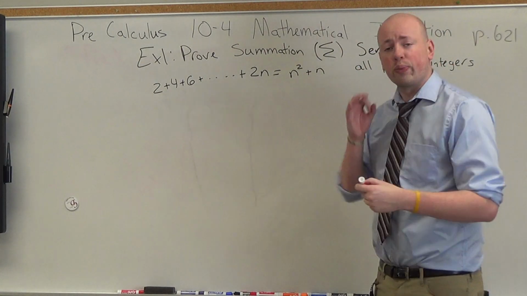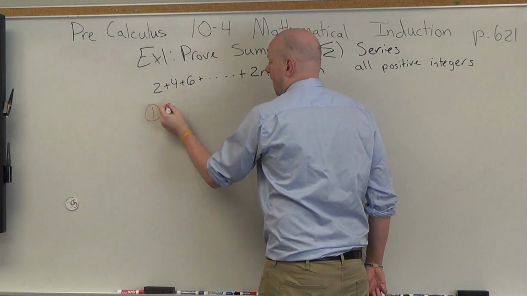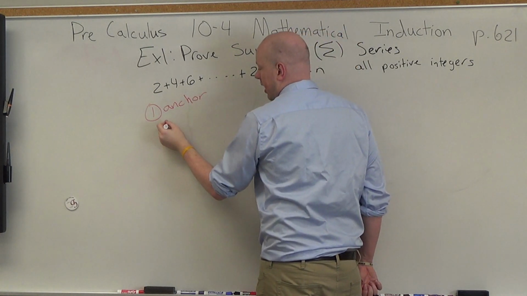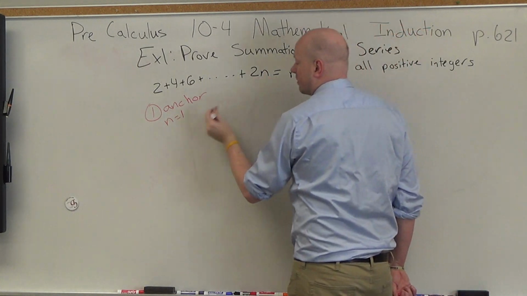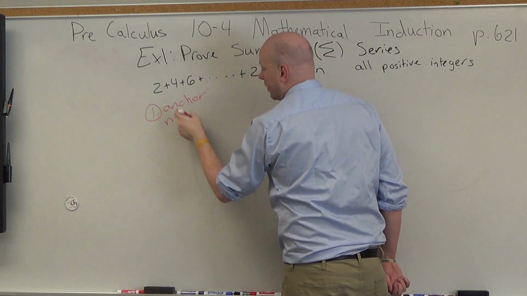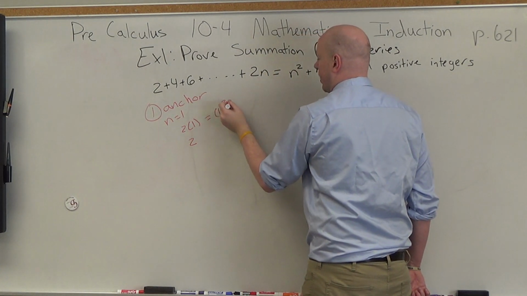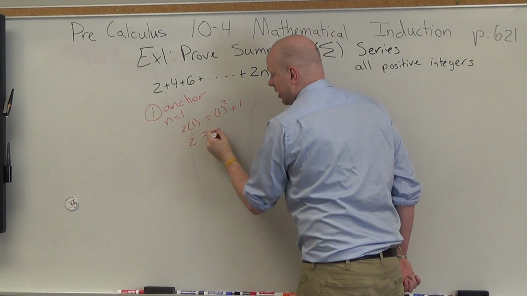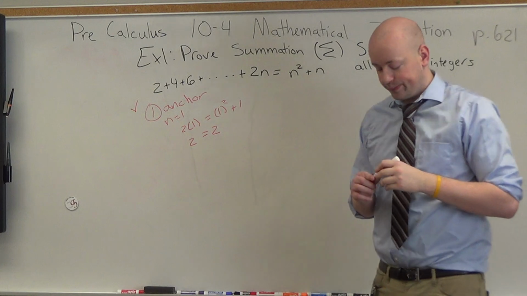So, again, our 3-step process. First step, anchor. We need to know that n equals 1. So if I plug in 1 to both sides, I get 2 times 1, which is my first term, so 2, equals my 1 squared plus 1. 1 squared is 1, 1 plus 1 is 2. Does 2 equal 2? Yes, so my anchor step holds.